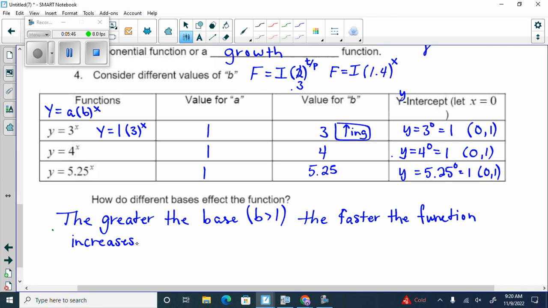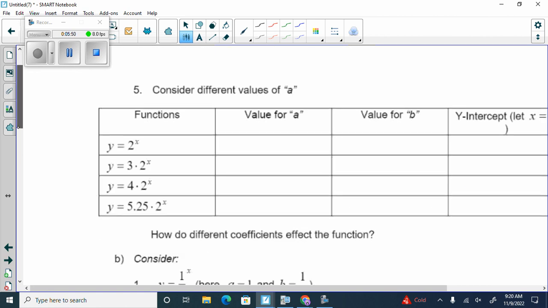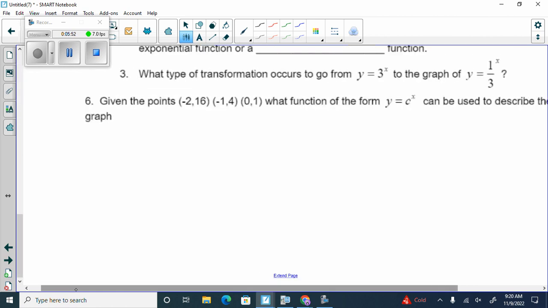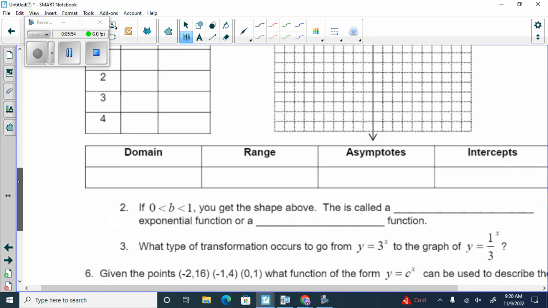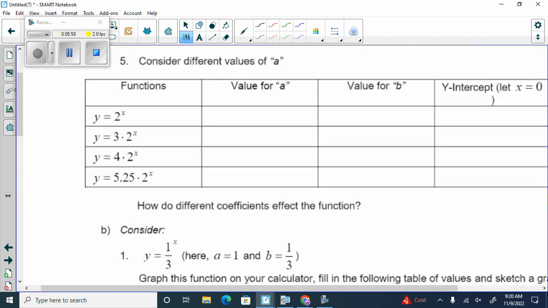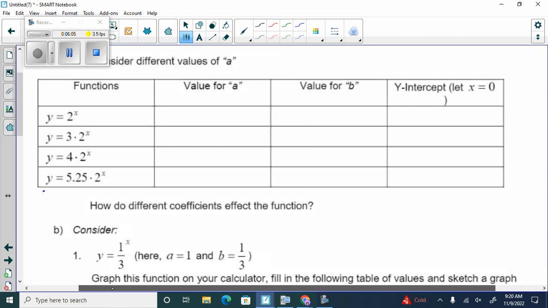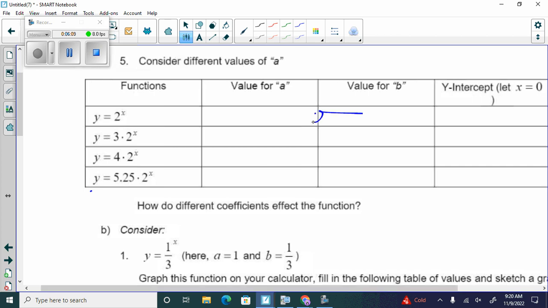Okay. What's happening now? The board is being stupid. But besides that, what's happening now? My a is changing, but my b is staying the same. The value of b for all of these is what? 2, which means the graph... why does it hate me? Why?